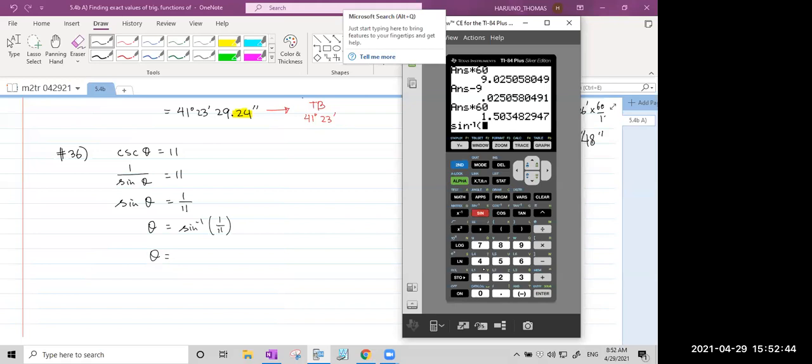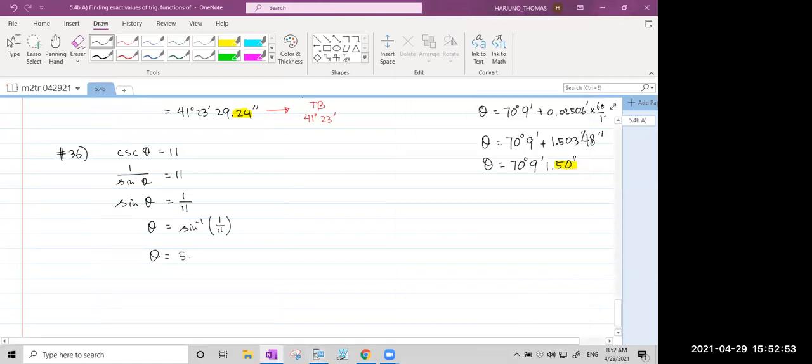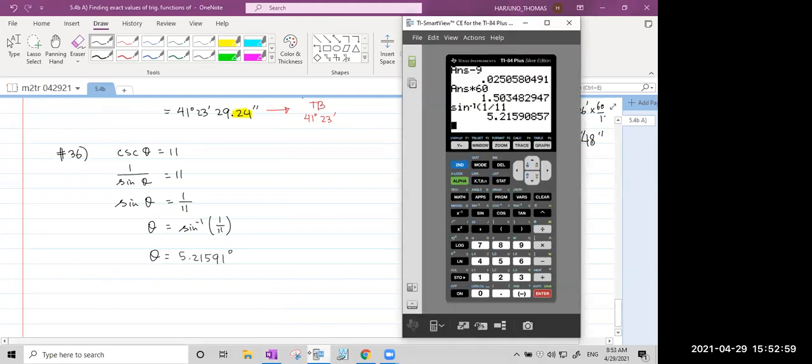Sine inverse of 1 over 11 is 5.21591. 5.21591 degrees, because it is in degree mode, right? Our calculator will never write the degree sign, but you need to know that sine inverse of something will give me angles. If it is an angle, then it has to be either in radian or in degrees.